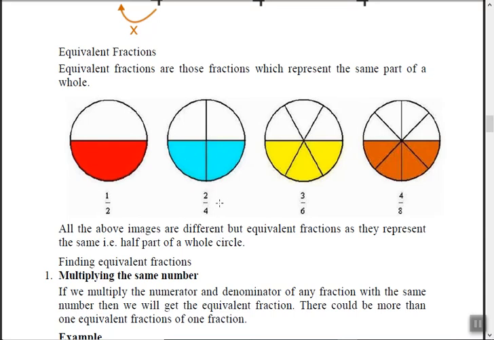So what is 2 upon 4? 2 ones are 2, 2 twos are 4, so it again comes to 1 by 2. Here it's 3 upon 6: total 6 parts, out of which 3 are colored. So 3 upon 6, again 1 by 2. Similarly, over here 4 upon 8. All the above images are different, but they are equivalent fractions as they represent the same, that is, half part of the whole circle.